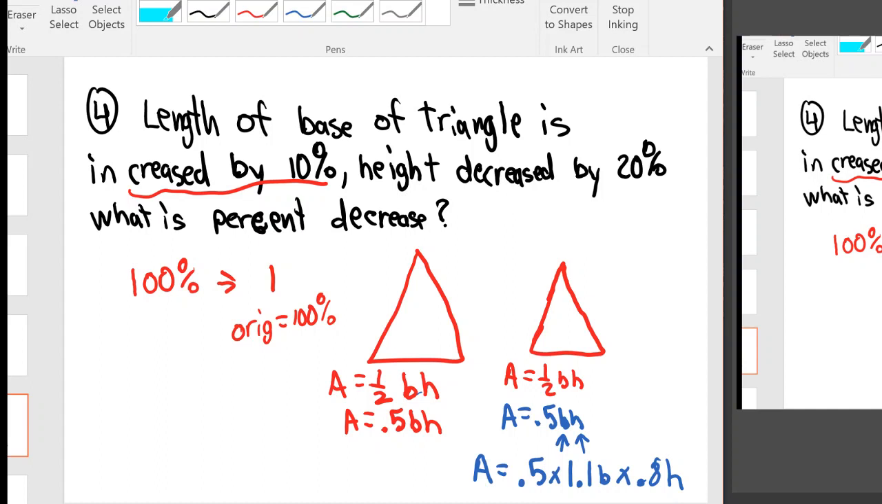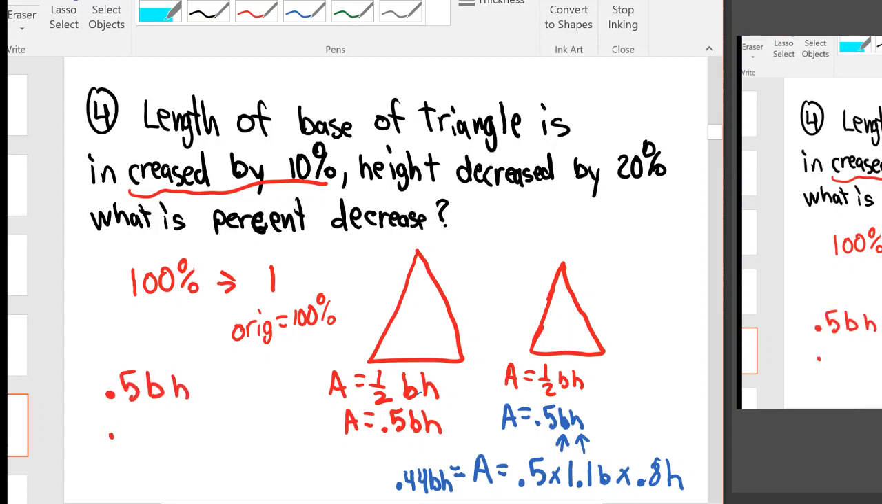So what I'm going to see is when I multiply all of these together, I have 1.1 times 0.5 times 0.8. And if I get that, that's going to give me 0.44 BH. And you might say to yourself, well, I'm done with the problem. But you're really not, because this was originally 0.5 BH.